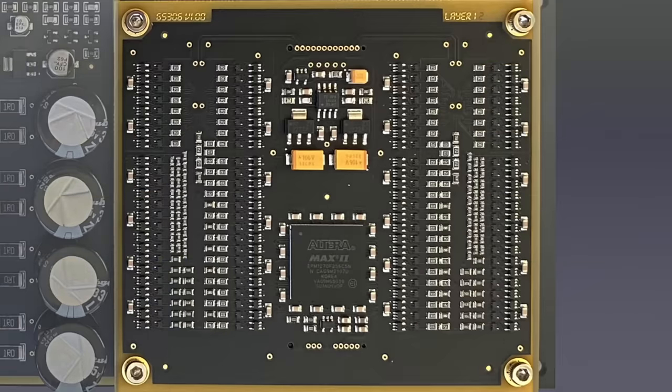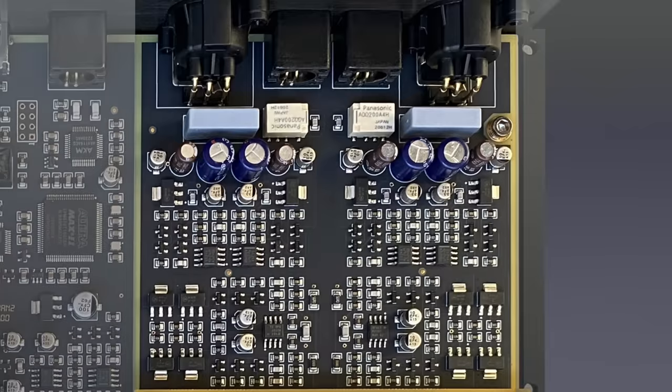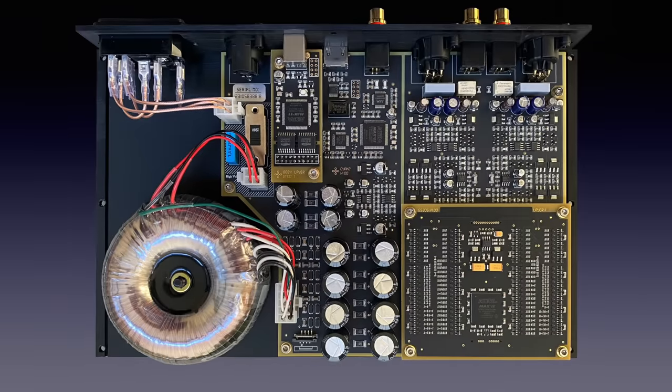From the output of the converter circuit, the signal goes to the outputs over balanced circuits based on the Texas Instruments OPA1612A op-amps.